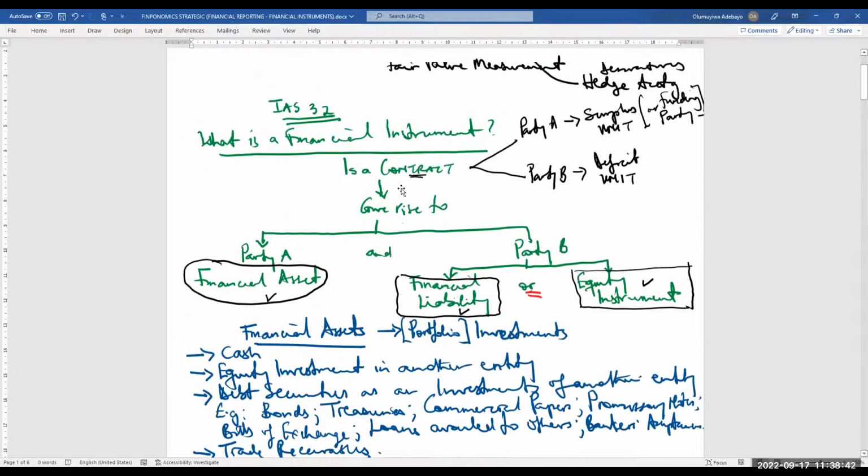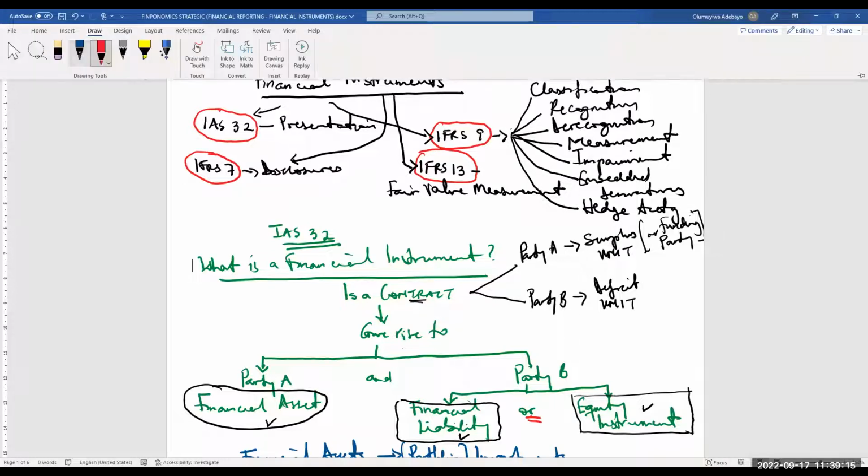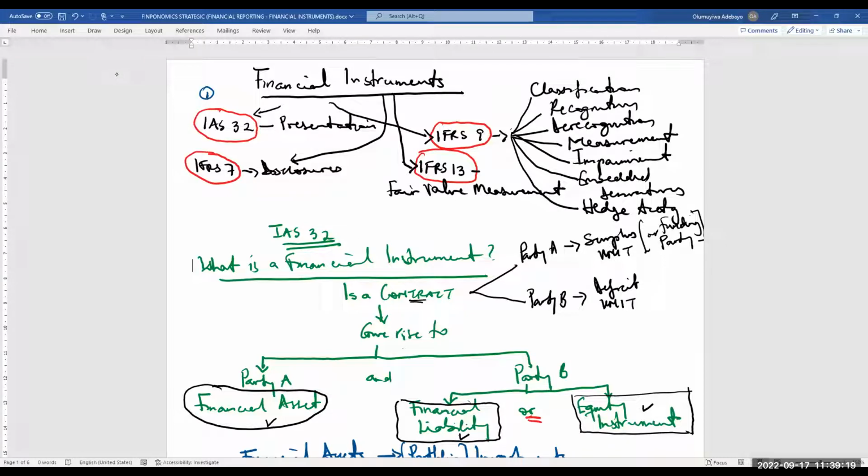Now we have just tried to lay a foundation to say all of our discussion on financial instruments will span through IAS 32, which borders on presentation, IFRS 9, which borders on all of this, IFRS 13, which borders on fair value measurement, and IFRS 7 that borders on disclosures. Okay, and we are going to bring them one by one in this order. The first one we'll more or less consider now is IAS 32. Subsequently, we'll look at IFRS 9. We'll borrow some leave from IFRS 13, and we might have a closeout under IFRS 7.